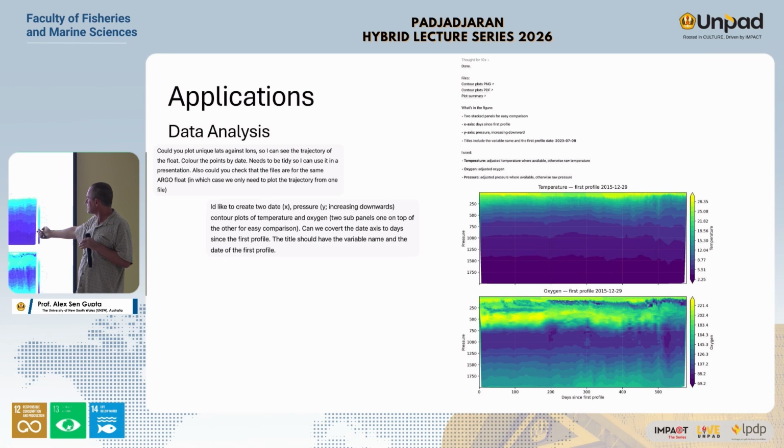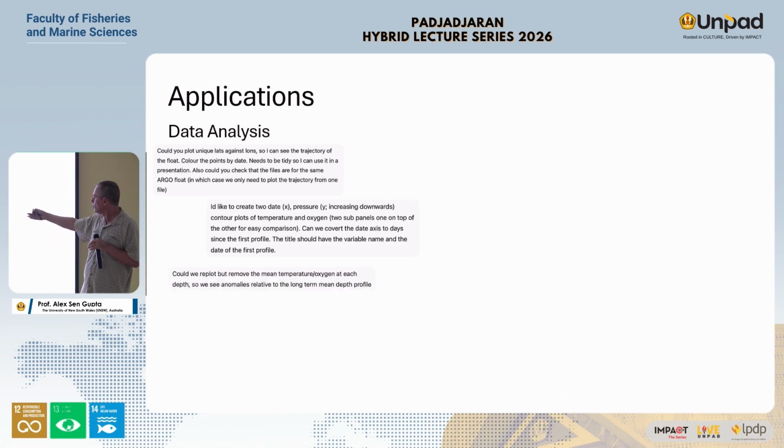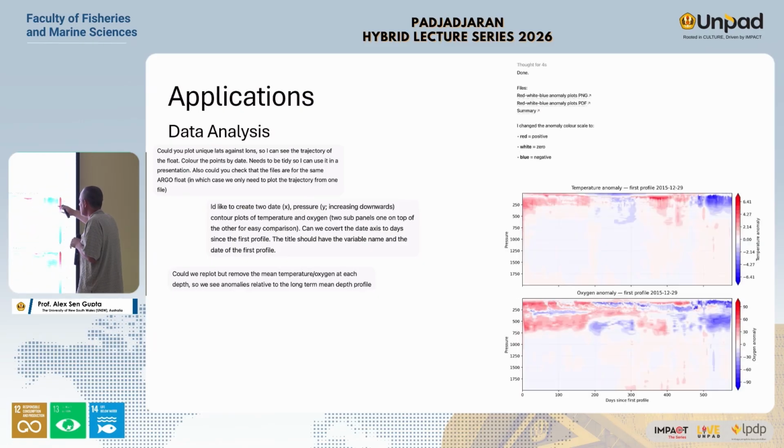It's a little bit hard to see here. So I tell it, can I remove the mean temperature and the mean oxygen? The bottom plot was oxygen, and it plots me a slightly nicer plot. So now I can see, well, this was summertime, this was wintertime, summertime, wintertime. And then I can do some further analysis.